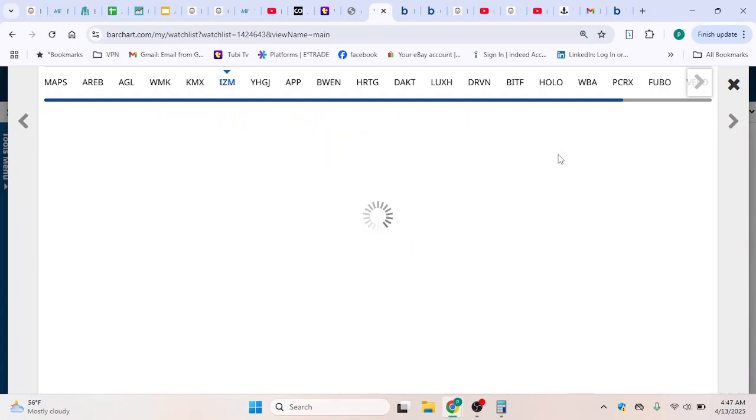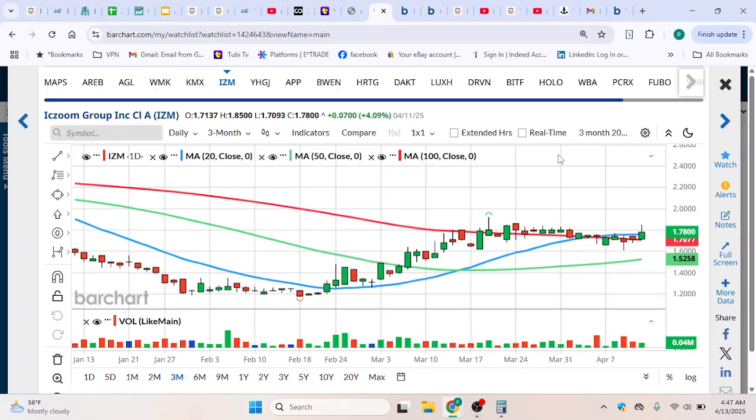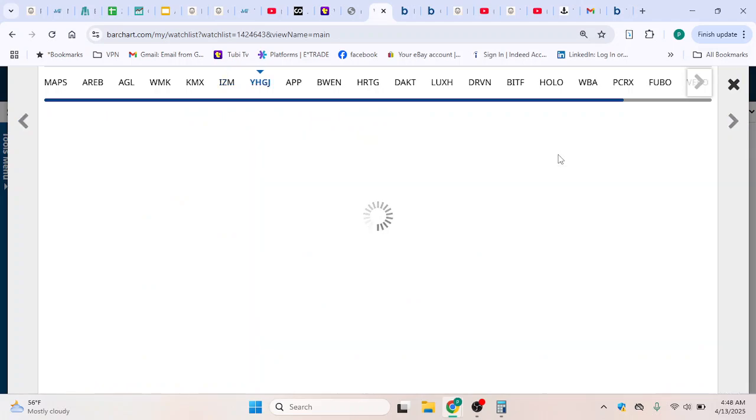CarMax, don't like it right now. IC Zoom is consolidating after a long-term downtrend.